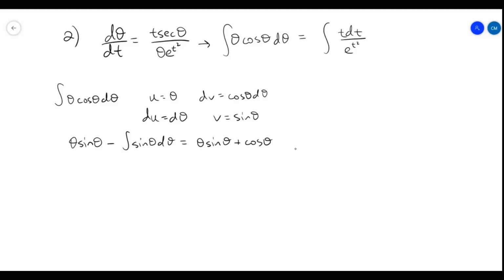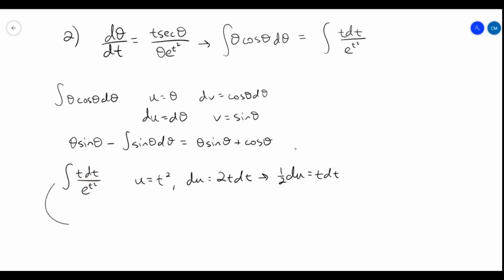Okay, then for the right side integral, we'll just have to do a substitution on that one. For that, we can say that u is equal to t squared, du is 2t dt. Divide both sides by 2, we get 1/2 du is equal to t dt. And so that's what we see in the numerator there, t dt. That's going to become 1/2 du. That was the u there, so we're going to get e to the power of u there. Okay, so our new integral will be 1/2 du over e to the u.